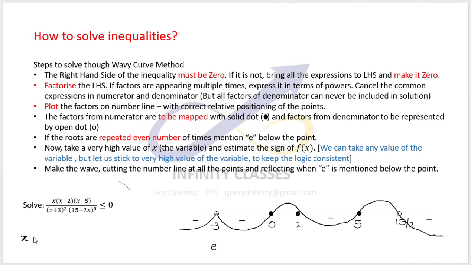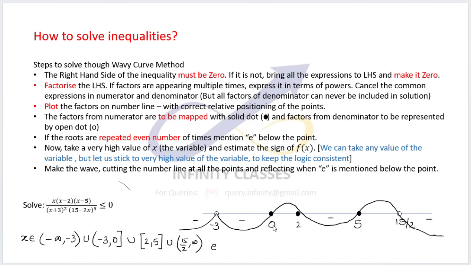So for x belonging to minus infinity to minus 3, union minus 3 to 0, union 2 to 5, union 15 by 2 to infinity, for these values of x, this expression will come out to be less than or equal to 0.